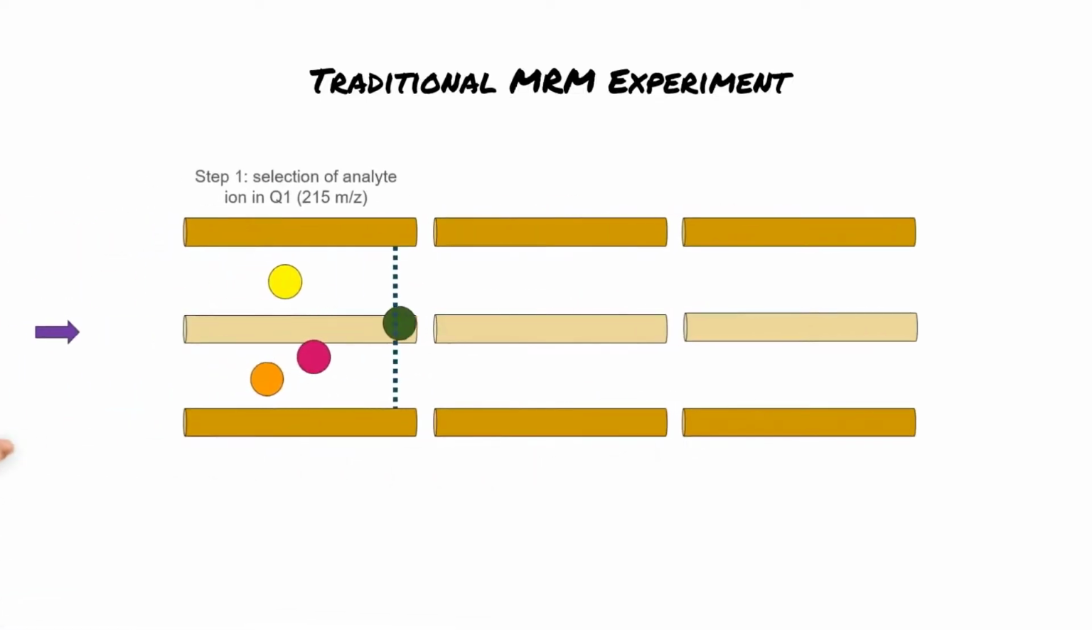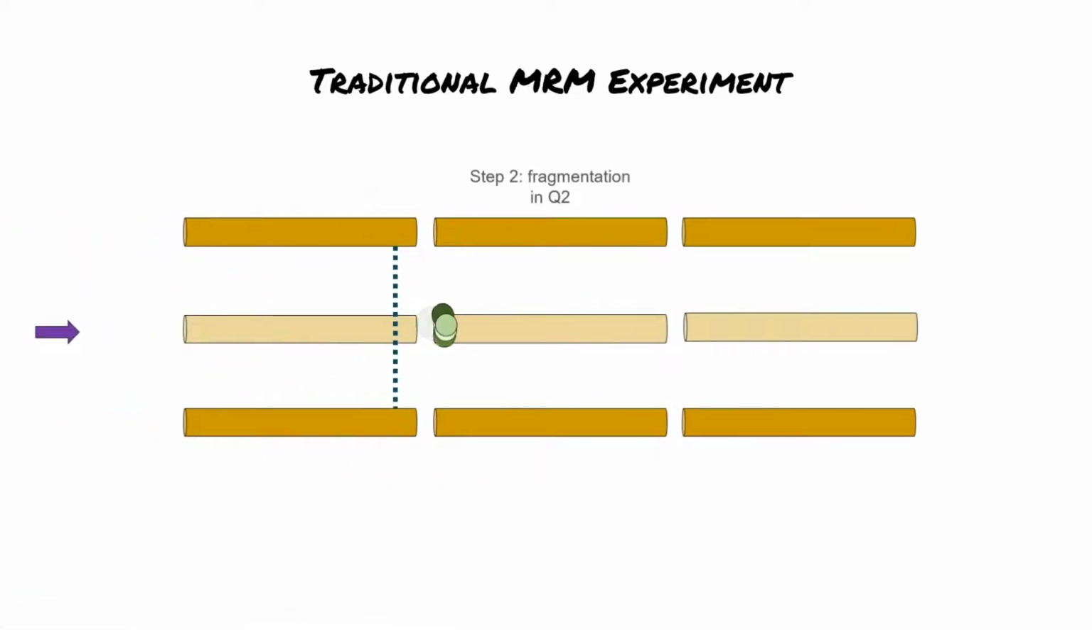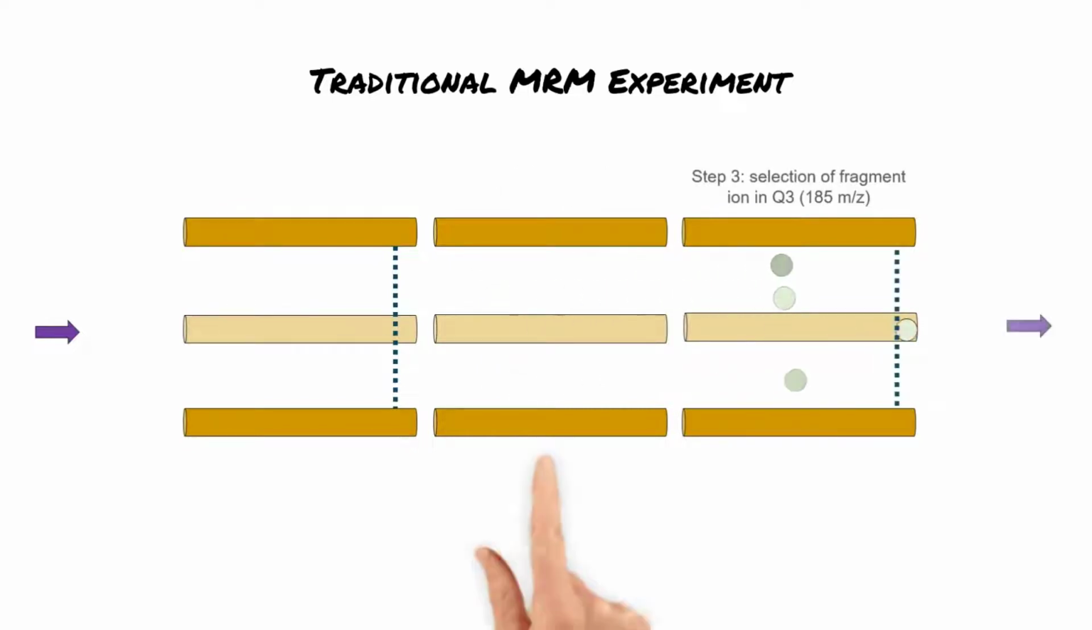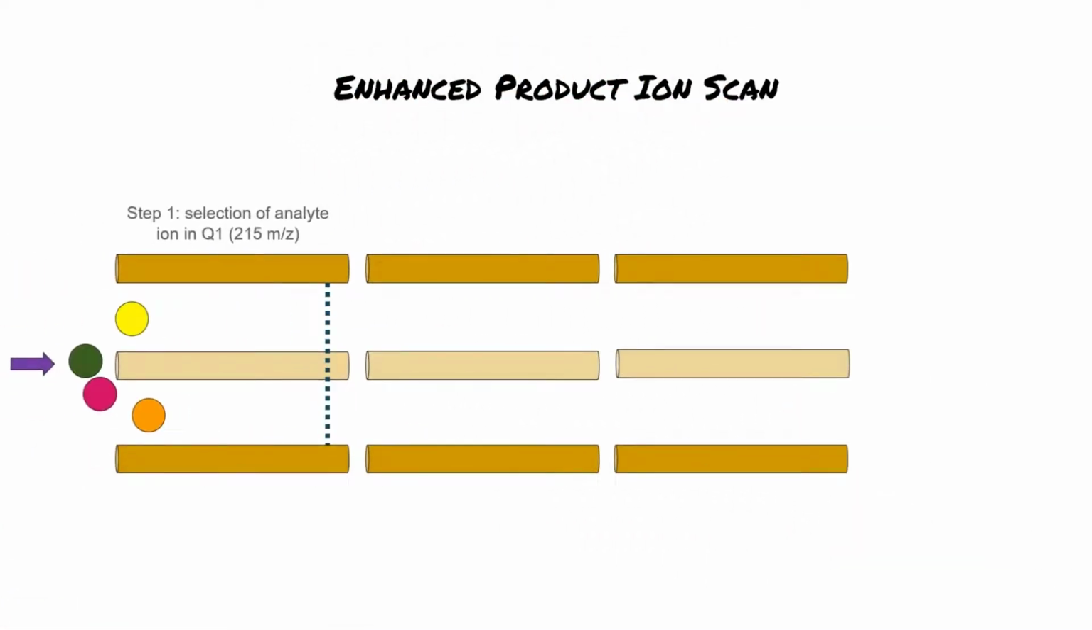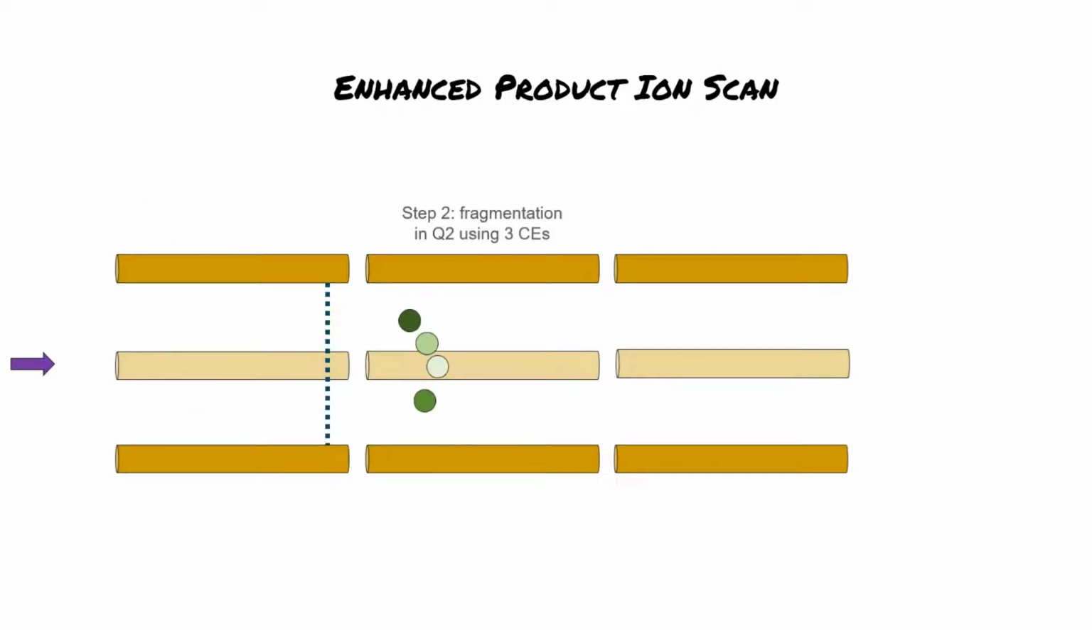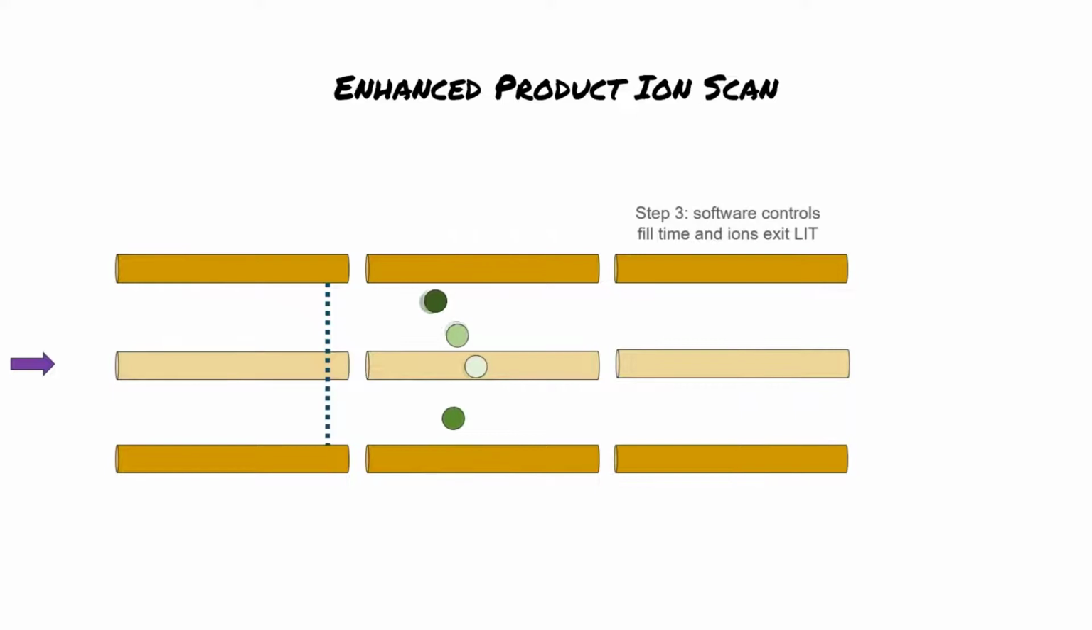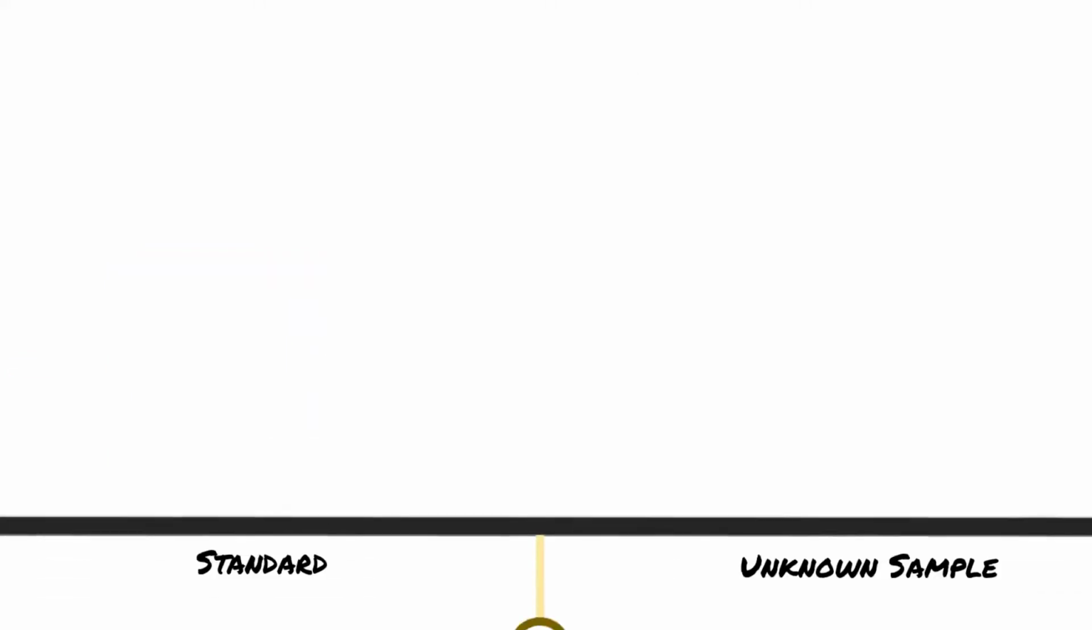When we think about a traditional MRM experiment, really what we're doing is we're monitoring the parent, we're fragmenting that parent, and then we're screening for a specific ion. But what our trap allows us to do is do something called an enhanced product ion scan. This is where we're monitoring for a specific parent, our fragmentation is still taking place, but then all of our ions are exiting our LIT, or our linear ion trap. And this essentially allows us to look at a compound's fingerprint.